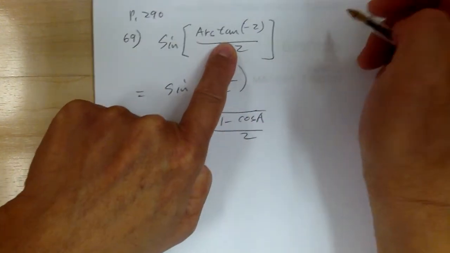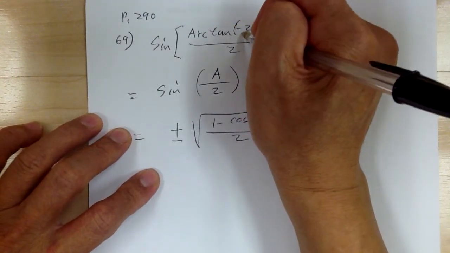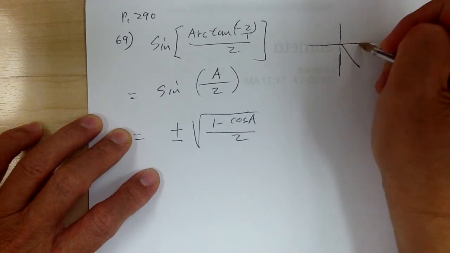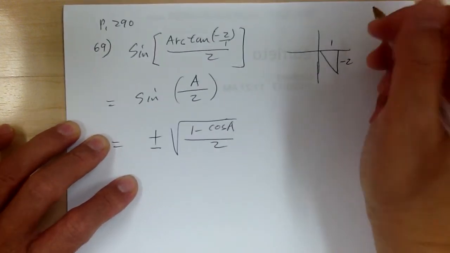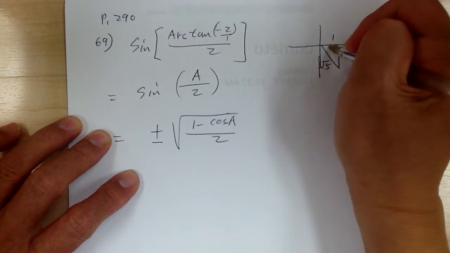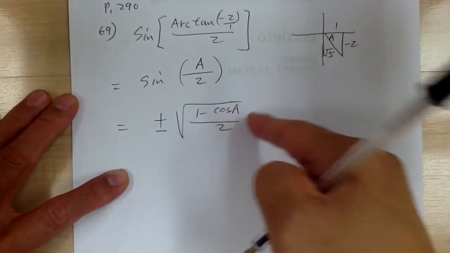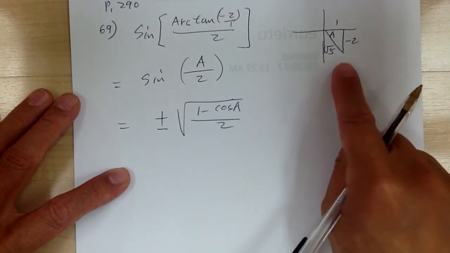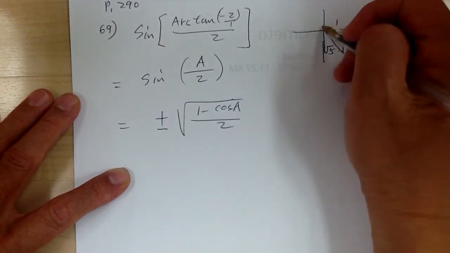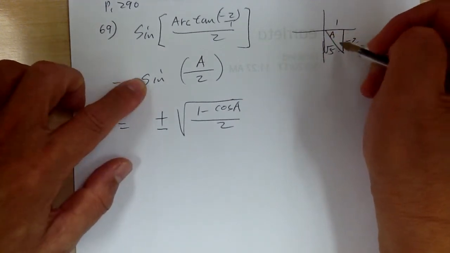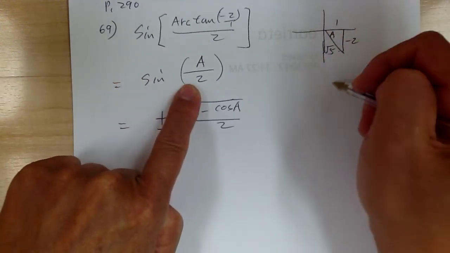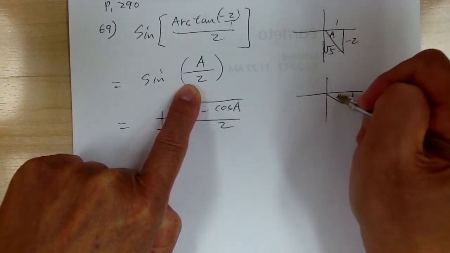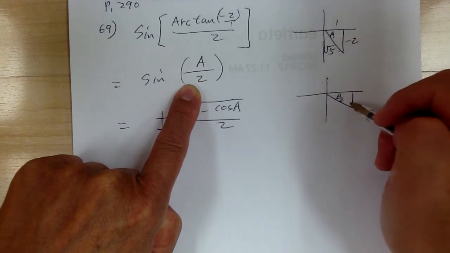So now you're going to draw the triangle based on this number over here. I'm going to put negative 2 over 1, and so it's going to be right over here. So this would be square root of 5, and this is A. Now you're going to put everything in here. You know that this is angle A, but A over 2 is going to be in the same quadrant. Half of that is going to be about over here.